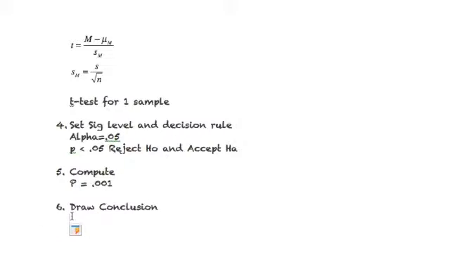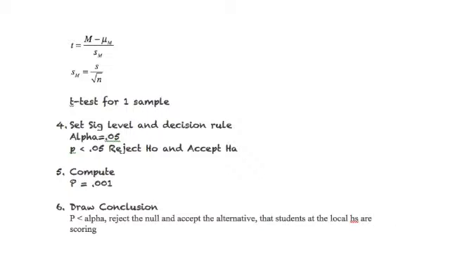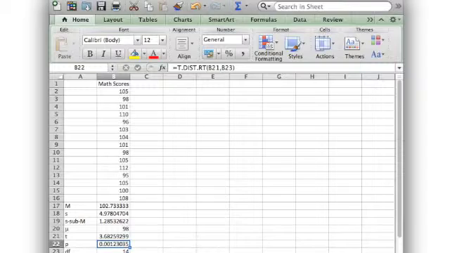And then if we want to draw a conclusion, we refer to our decision rule, and since our p is less than alpha, we reject the null hypothesis and accept the alternative. And what we conclude is that the students at the local high school are scoring differently than their peers, and in fact they're scoring significantly higher. So that is the result of our hypothesis test, one sample when sigma is not known, or one sample t.